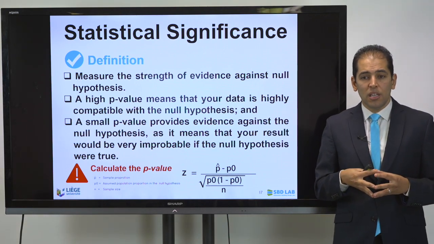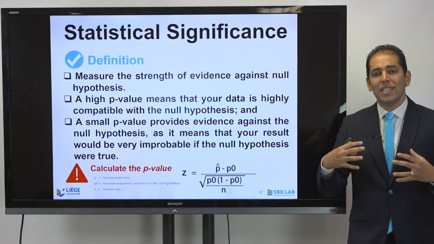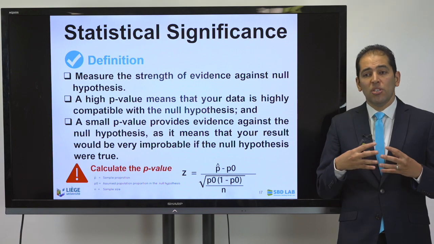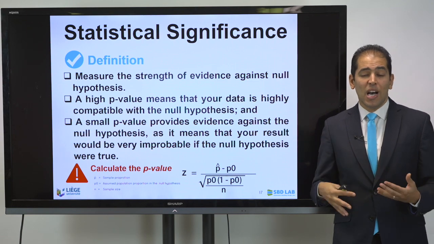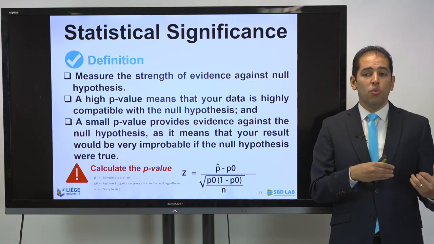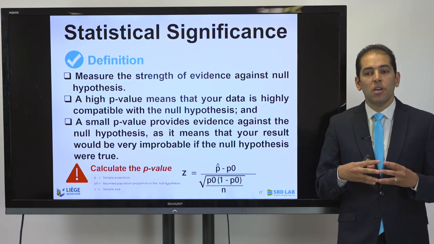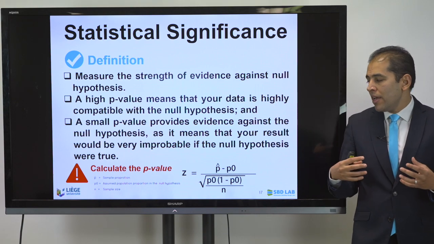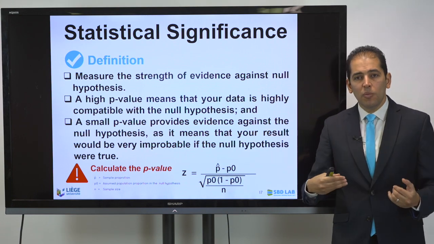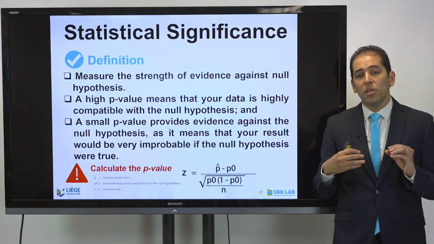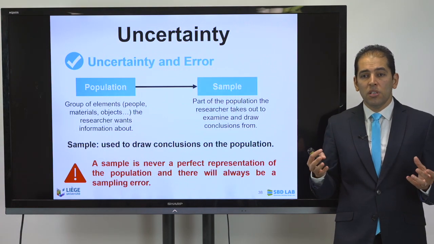Measure the statistical significance. The statistical significance, or the p-value, is crucial. You cannot report any statistical test without the p-value. Measure the strength of the evidence against the null hypothesis. A high p-value means that your data is highly compatible with the null hypothesis, and a small p-value provides evidence against the null hypothesis, as it means that your result would be very improbable if the null hypothesis were true. So always calculate your p-value and communicate it as part of your uncertainty communication and range of error communication for your statistical test. The uncertainty is very important.